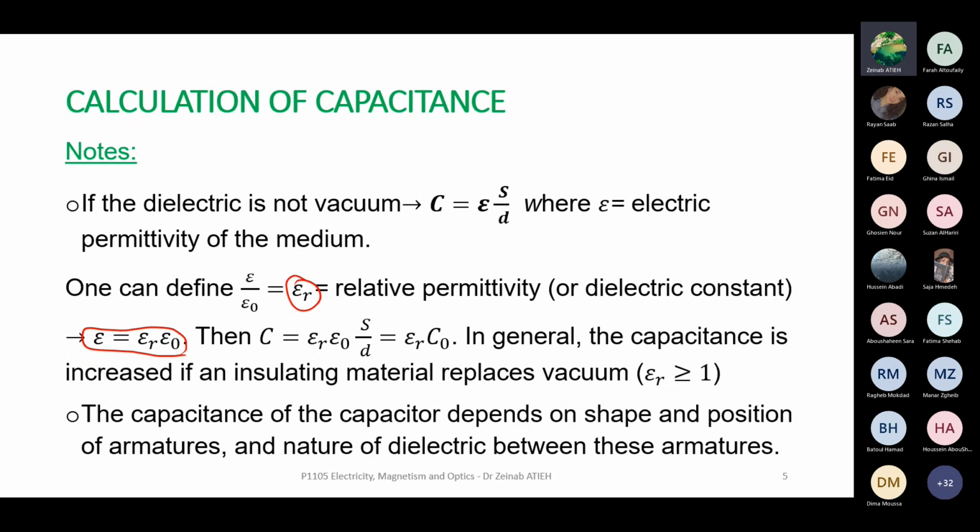Or you've got epsilon r, you can calculate epsilon. That's it. If you remember, surely you took once something called relative density, which is the density of something with respect to water.